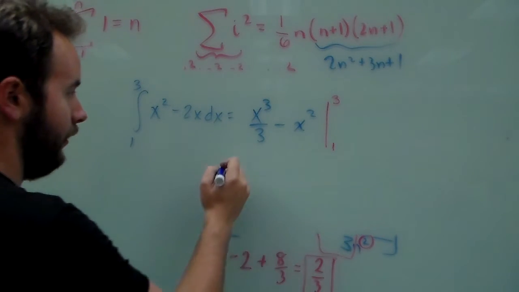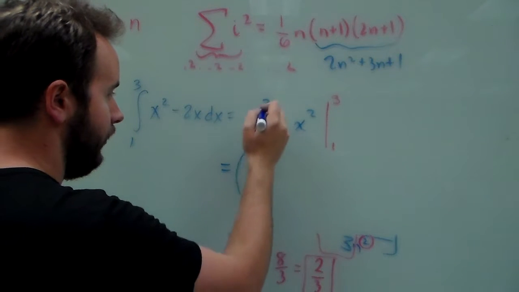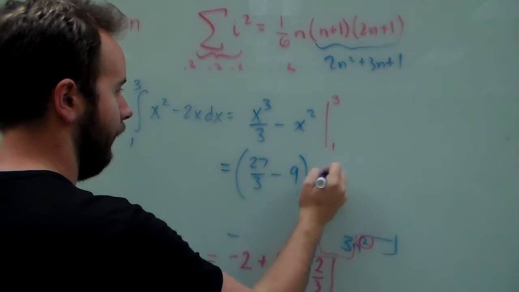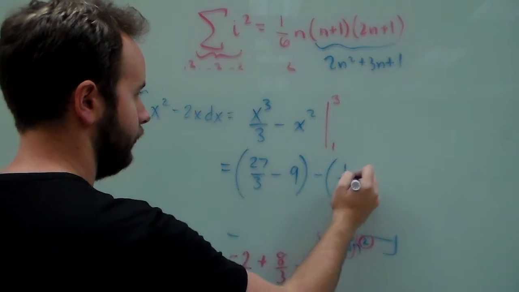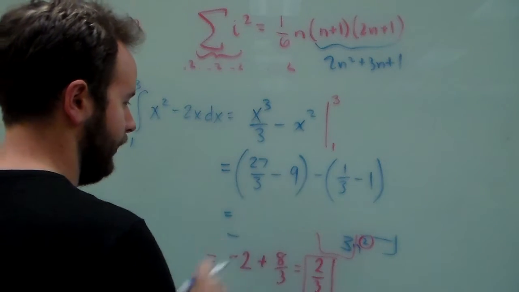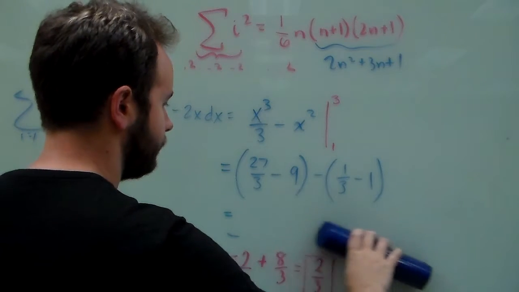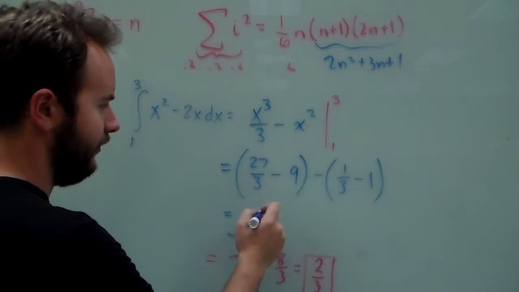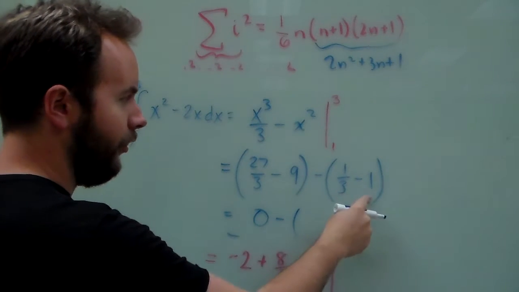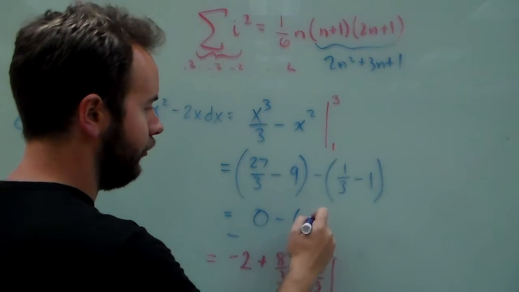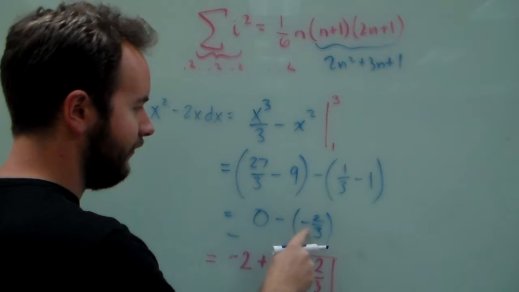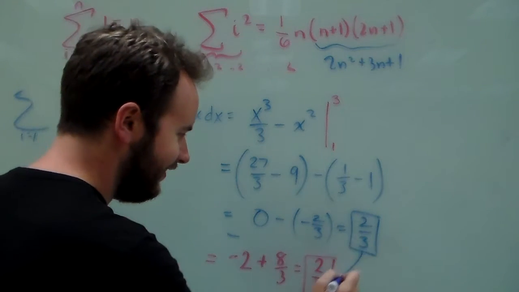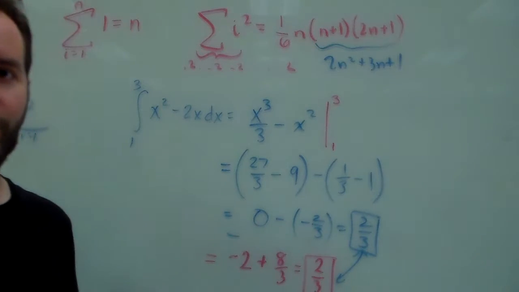So here I go. 3 cubed would give me 27 over 3 minus 9, minus what I get when I plug in 1. Let's clean this up down here. 27 over 3 is 9, 9 minus 9 is 0, minus 1/3 minus 1, which is negative 2/3. So my final answer is negative 2/3, which is 2/3. But hey, that's exactly the answer I got from doing the Riemann sum.